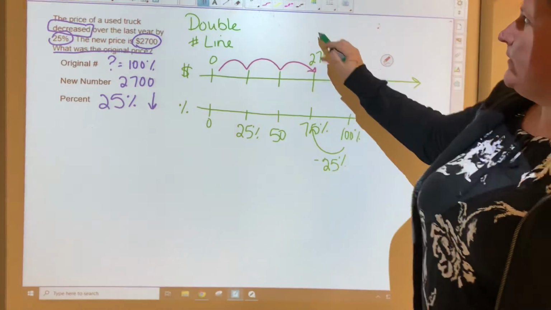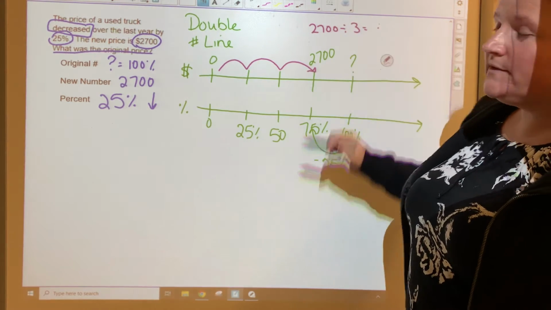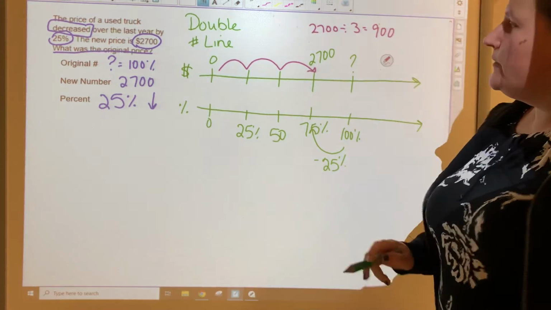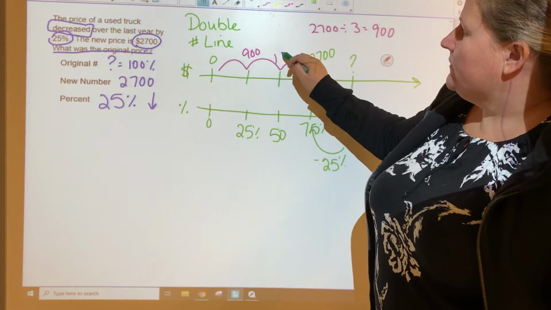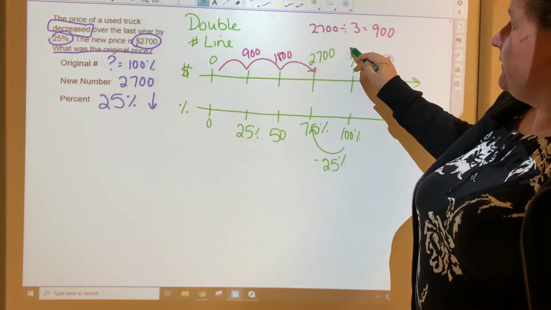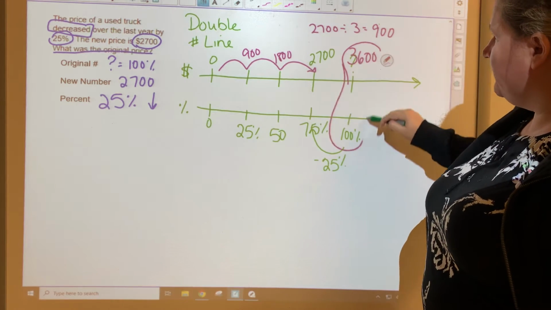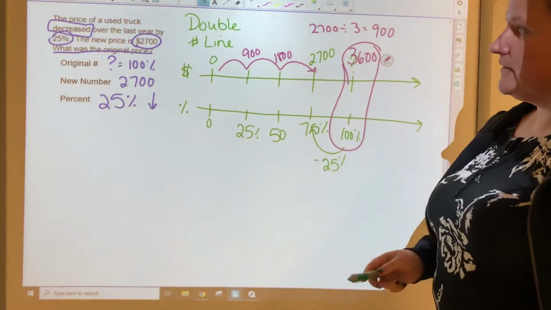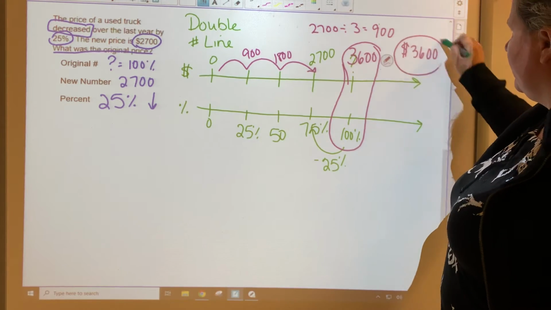So I need to think, okay, well, what am I counting by to get to 2,700 in 3 jumps? I would get out my calculator and I'm going to have 900. So that means I'm counting by 900. So this one's 900, and then 2 900s is 1,800 there, plus 900, plus another 900 gets me to 3,600. So I'm trying to figure out 100%. So here's my 100%. It's 3,600. So my answer is 3,600.